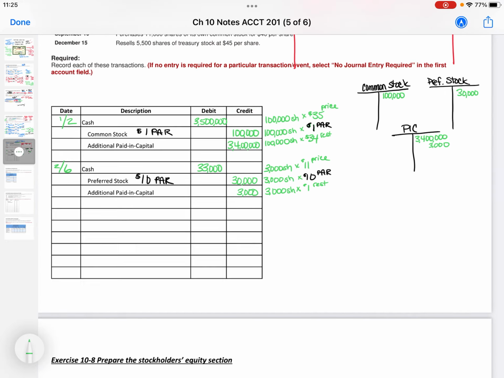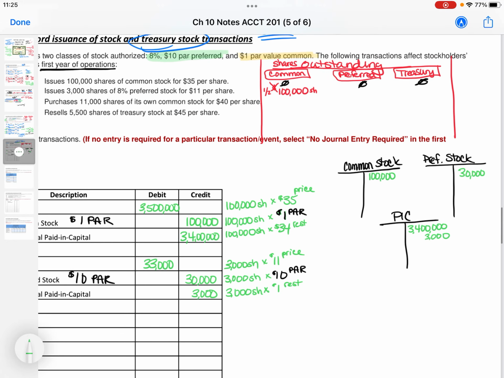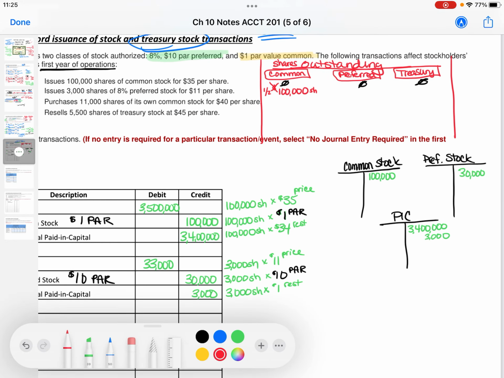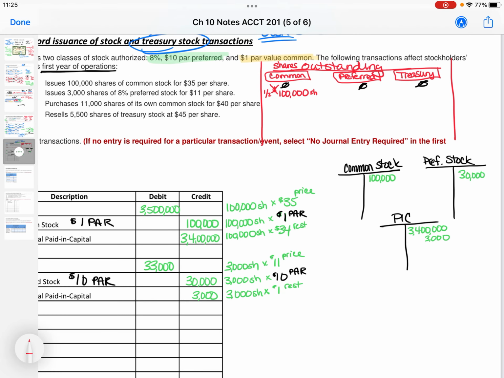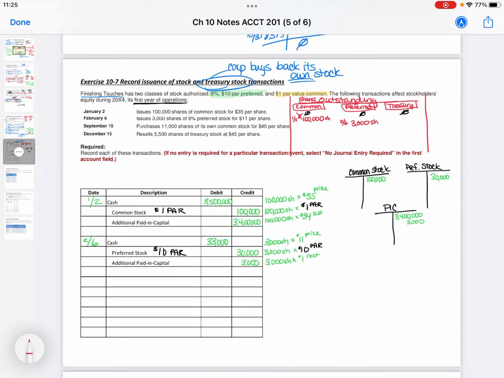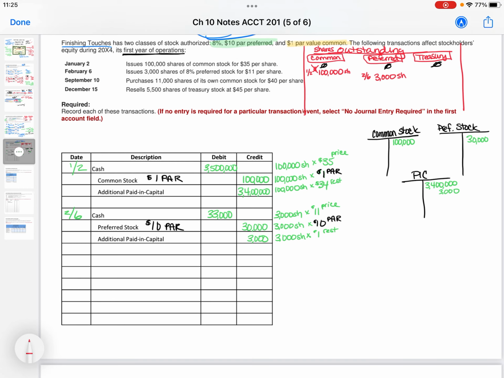And then, don't forget, right up above here, let's write in the number of shares. I just sold 3,000 shares under preferred. So 3,000 shares. And that was on February 6th, I think. The date really doesn't matter up here. I just need to keep track of the number of shares. Okay. Awesome. All right. We've done this.